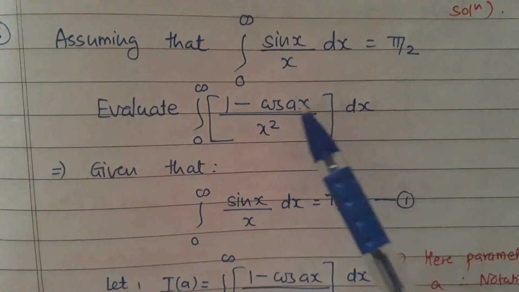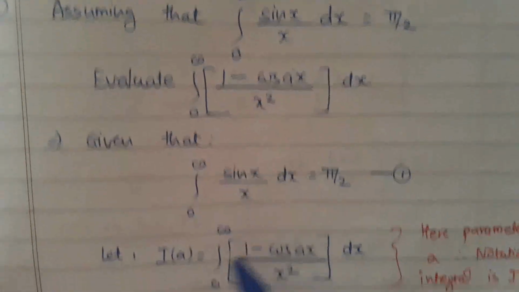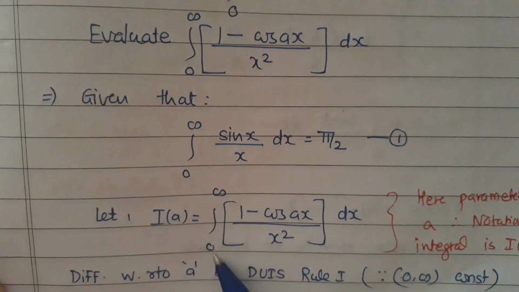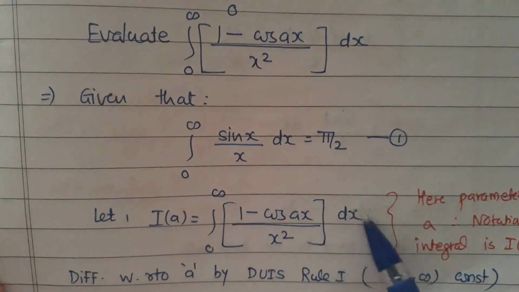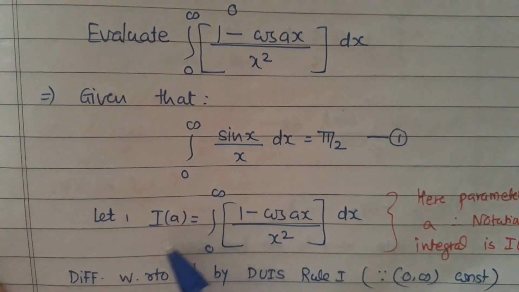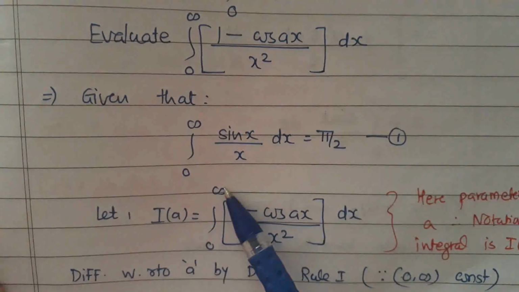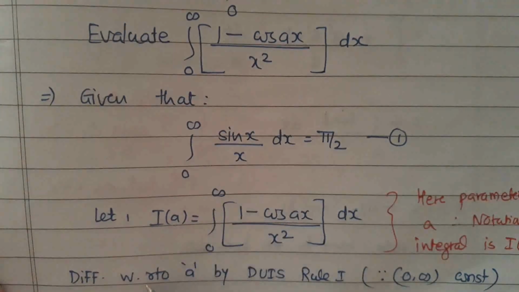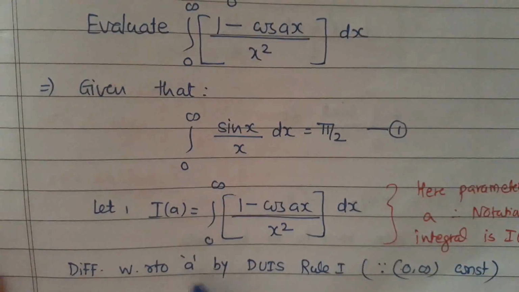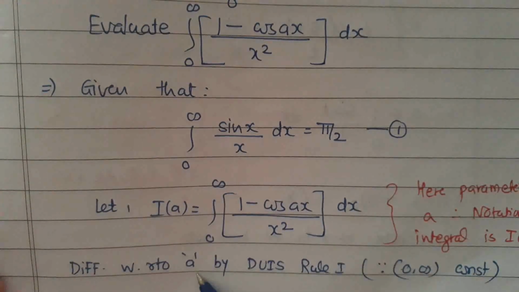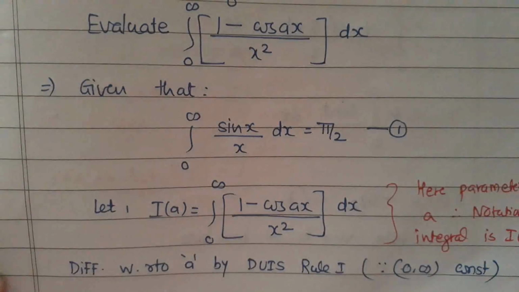So x is variable, a is parameter. Notation for this integral is I of a, 0 to infinity the function dx. 0 and infinity are the constant limits. So differentiate by using DUI's rule 1. Differentiate on both sides with respect to a using DUI's rule 1.